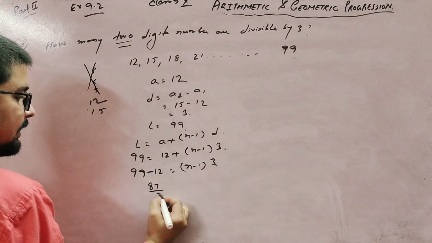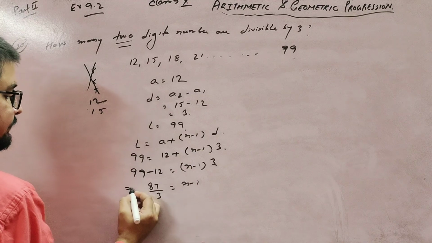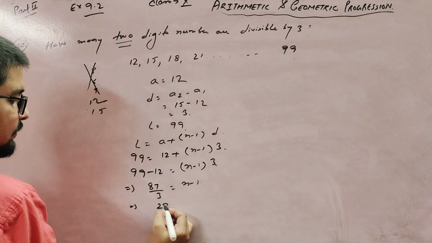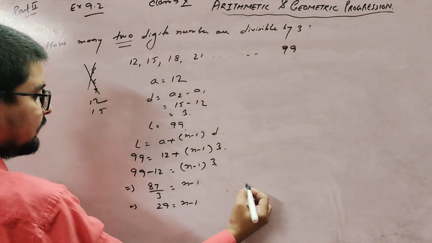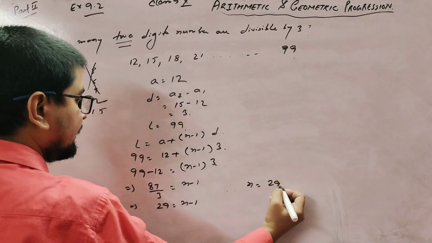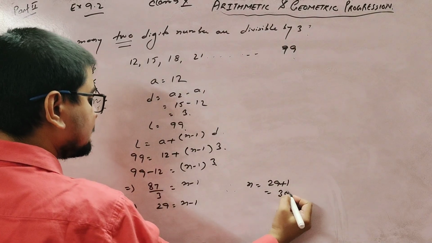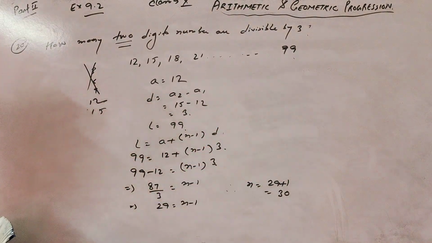This 3 divided by 3, n minus 1, that is 29 equals n minus 1. Therefore n equals 29 plus 1, that is 30. So from here to here, there are 30 numbers that are divisible by 3. Okay, note.